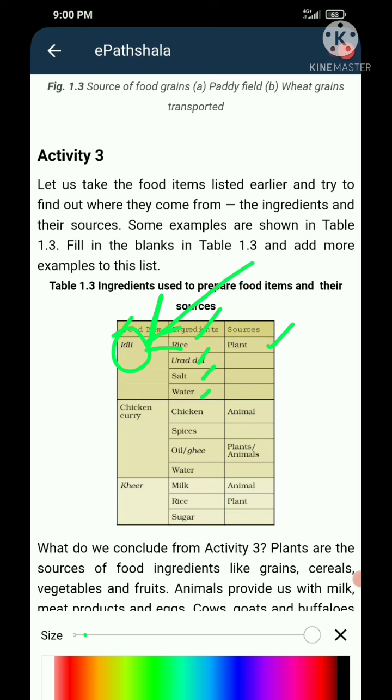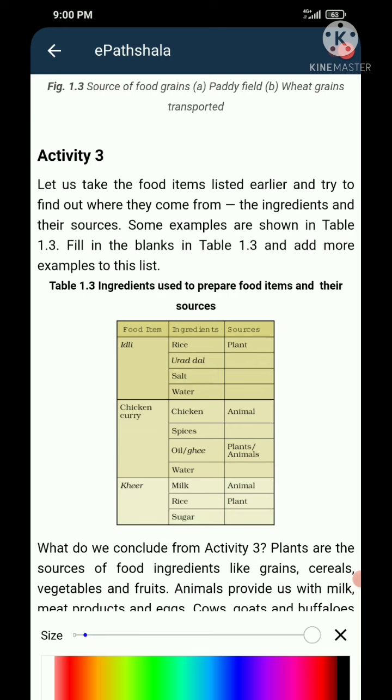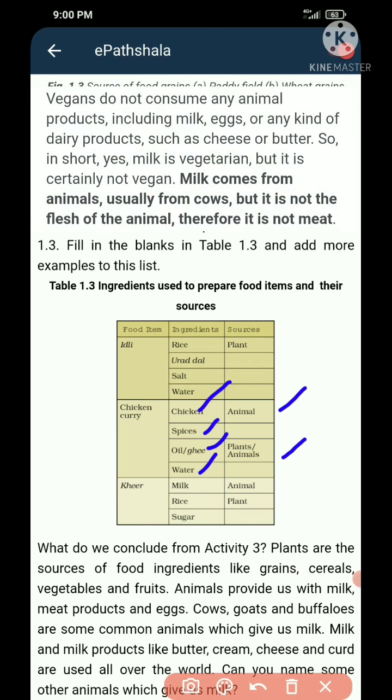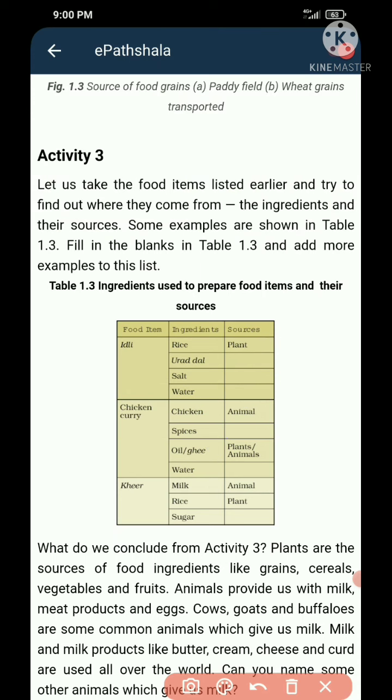Okay. Next one is chicken curry. In chicken curry, some items are plant sources and some items are animal sources. Like chicken is one ingredient, and spices, oil, ghee, and water. So some come from animals, and some from plants. Such an item is called a non-vegetarian item. So with the help of ingredients, we divide food into two categories: vegetarian food and non-vegetarian food.